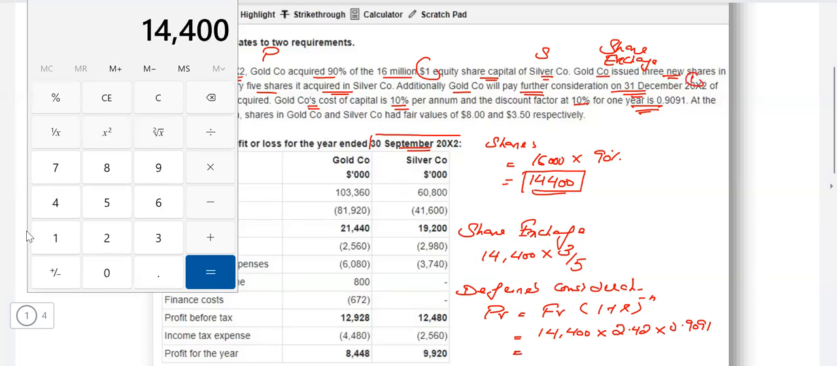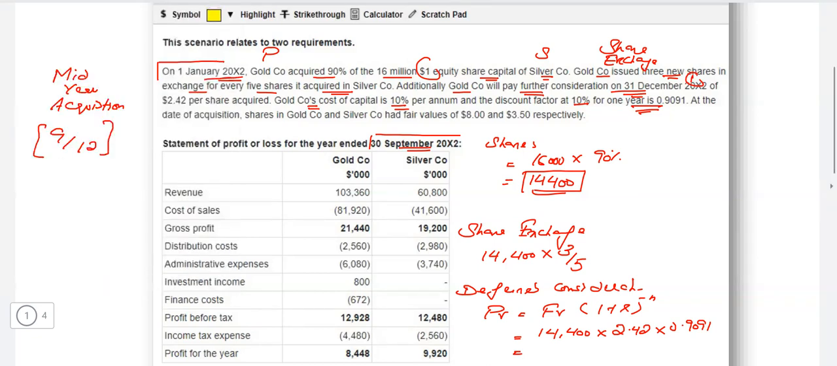So 14,400 multiply by 2.42 multiply by 0.9091. Sorry, my bad. It is 31,680. Thank you. So this is 31,680. So this is deferred consideration.